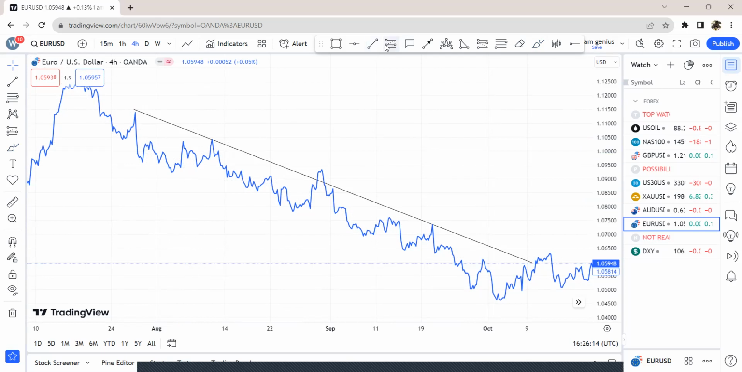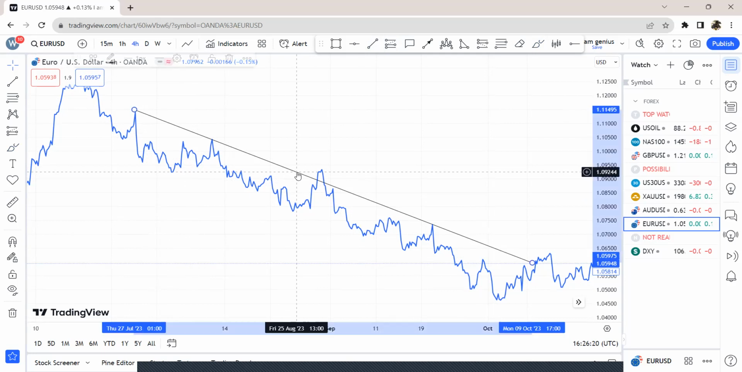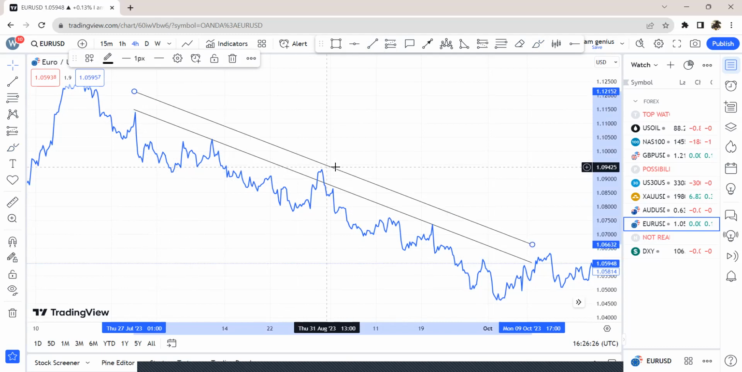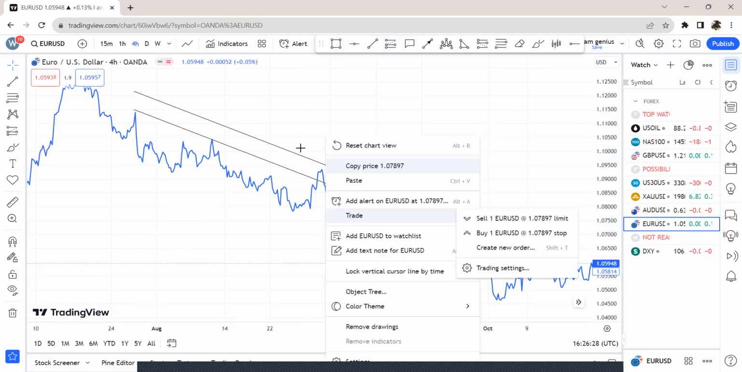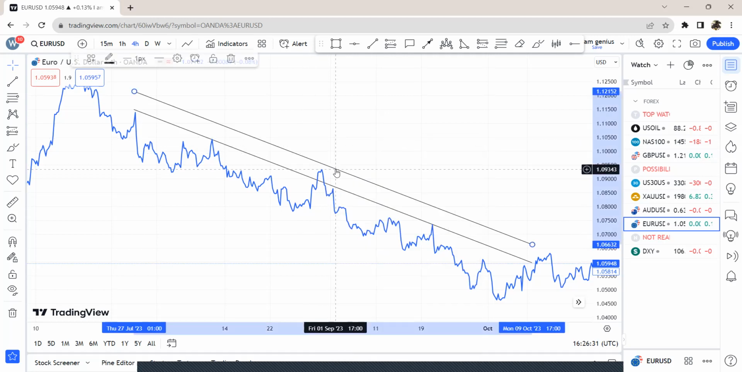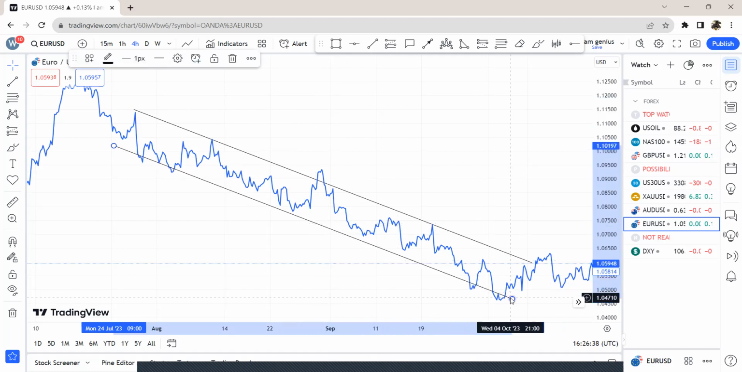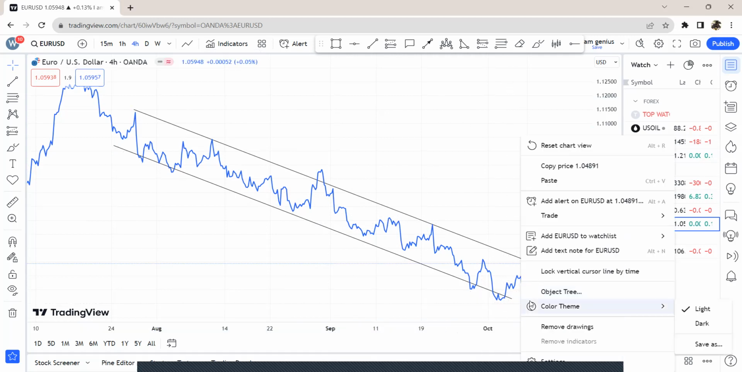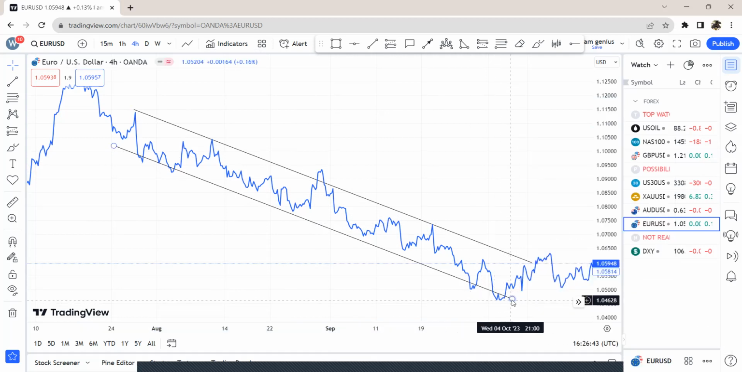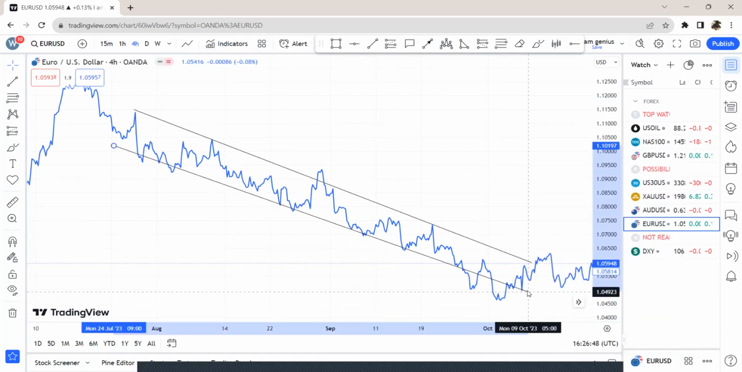Afterwards, the next thing you want to do is, since this forms a channel, the lines are parallel to each other. That means you wouldn't even need to come and draw the other one. You just copy the same one, paste it, then bring it down. It will almost always be the right line like that. So put it like this. Then you can just now adjust it so that it has the most number of touches. Hope you understand what I mean by the most number of touches.